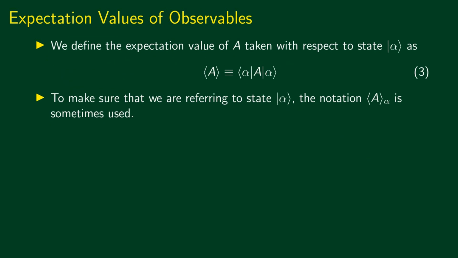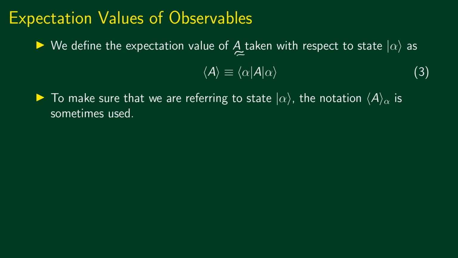Expectation values of observables. We define the expectation value of an observable A taken with respect to a state ket alpha as bra alpha A ket alpha. This is a number. This number is called the expectation value. To make sure that we are referring to the state ket alpha, a notation like this is used. You can read this as the expectation value of A in the state ket alpha. Because if you change the state, in a different state, the expectation value of A could also be different. So if you want to specify the state, we can denote it like this.